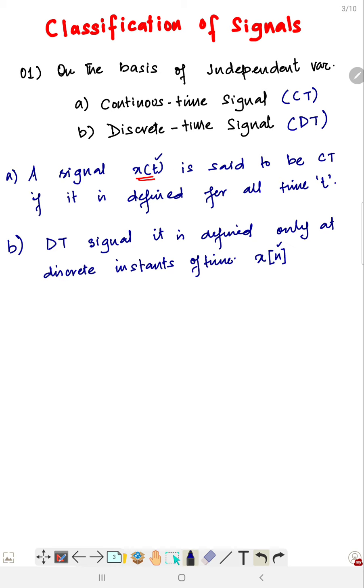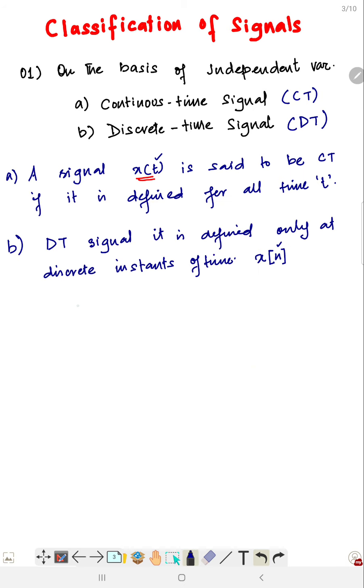So as a notation, we use these curved brackets, round brackets. But for discrete time, n basically represents a discrete instant of time, 1, 2, 3, 4, and on the negative axis as well. And to differentiate, we use the square brackets in the discrete time definition of the signal. Right? Now this is a fundamental classification. We can further go ahead, although we don't usually use that classification, but just to complete it.